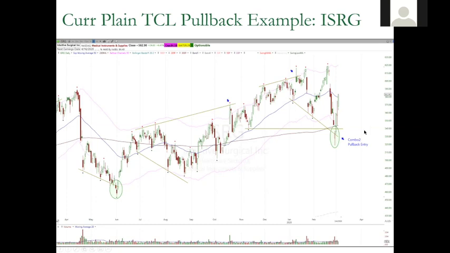Again, no entry, so we wait for a retest entry. And you can see these things. Like here was another, this was not a pullback setup, this was a reversal setup. Not a high probability setup, but it did work.